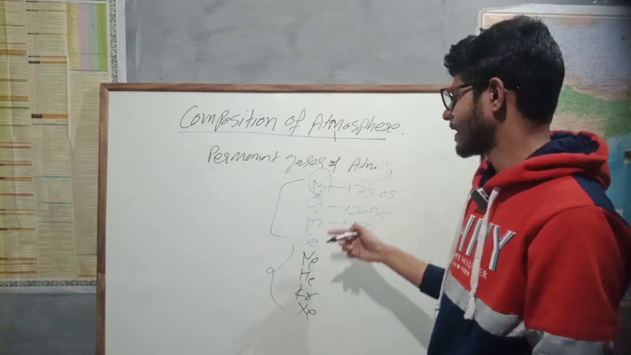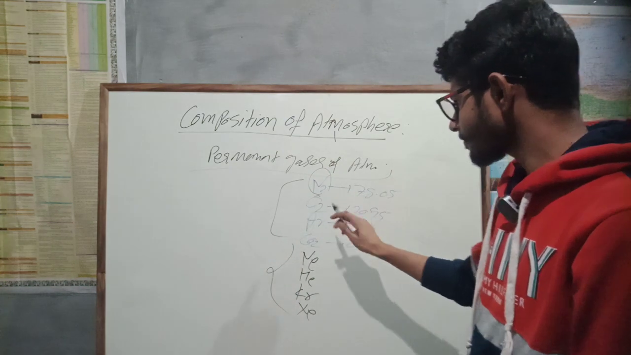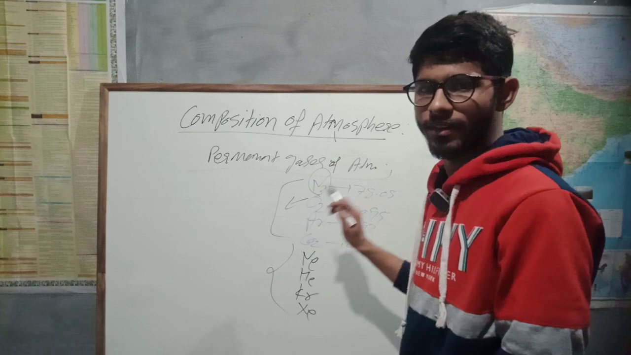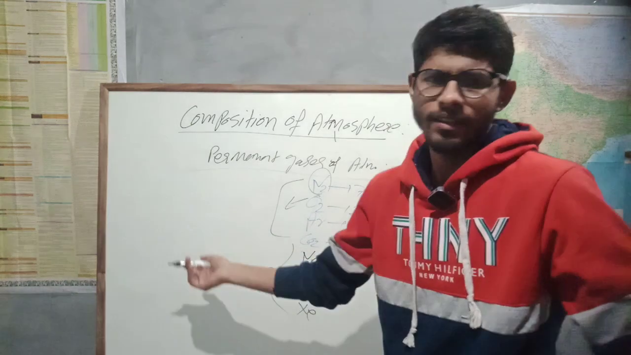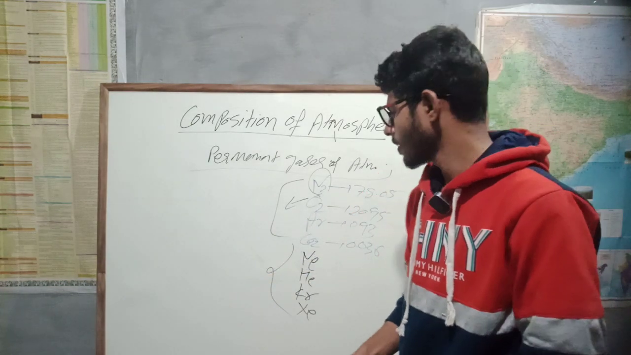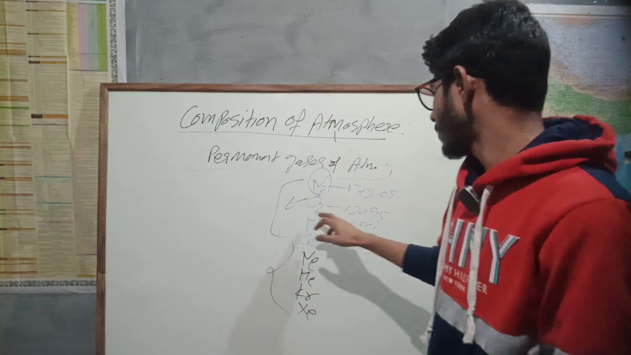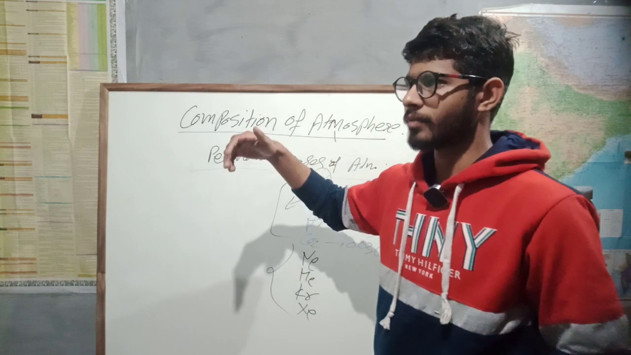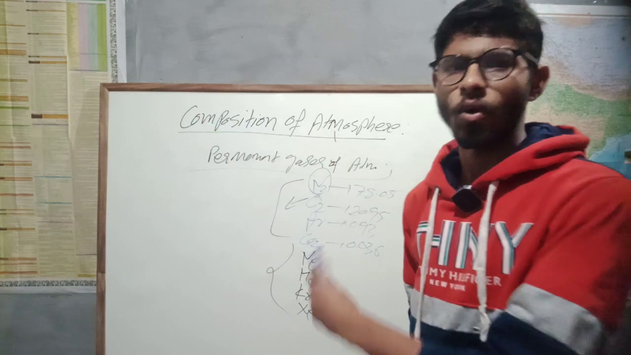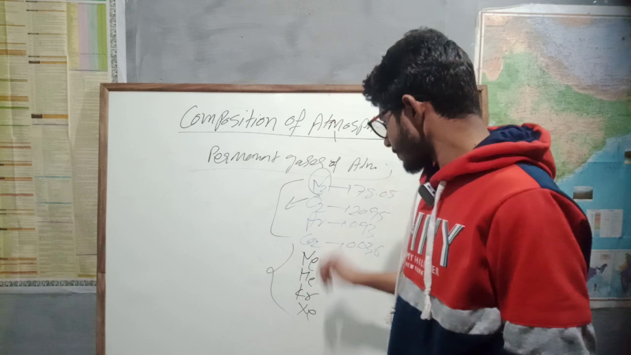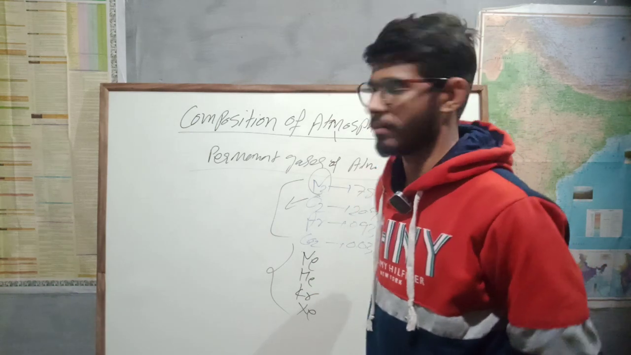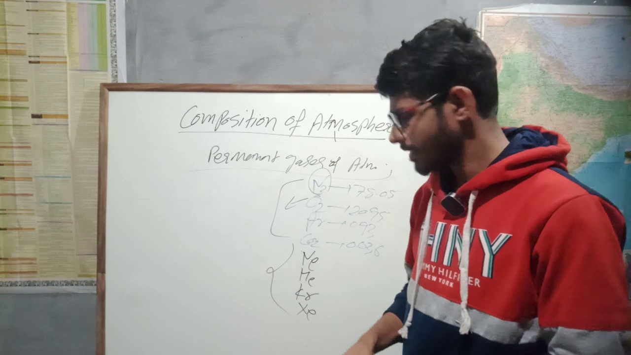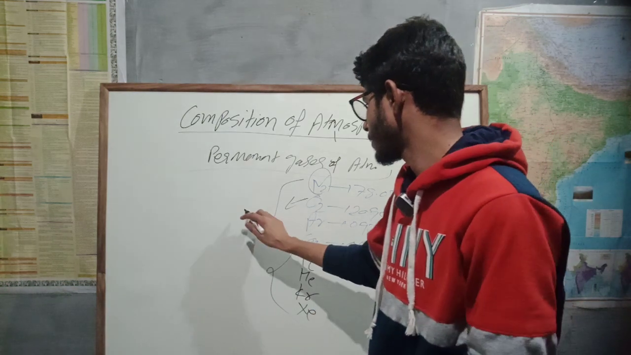Where do we get this nitrogen? Earlier, oxygen was not present, so where did we get this oxygen? At the origin of the universe, oxygen was not added at that point in time. So where did we get it? We get it through photosynthesis.